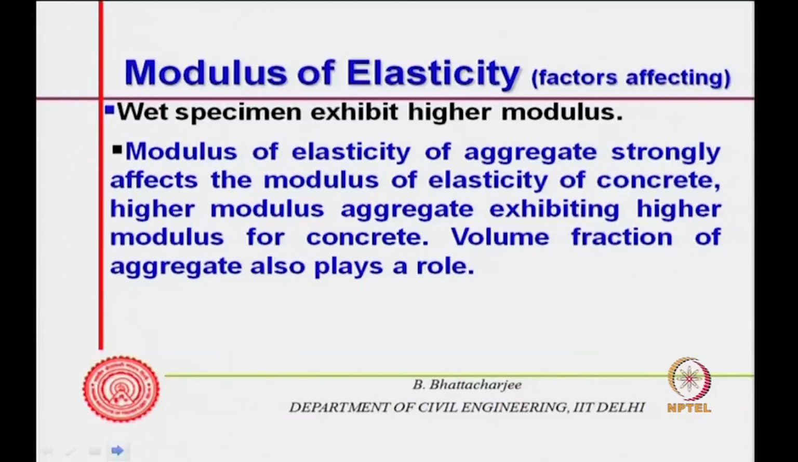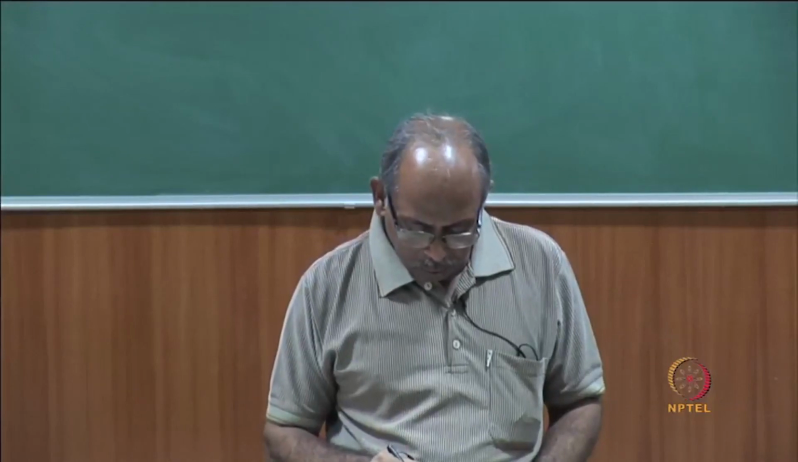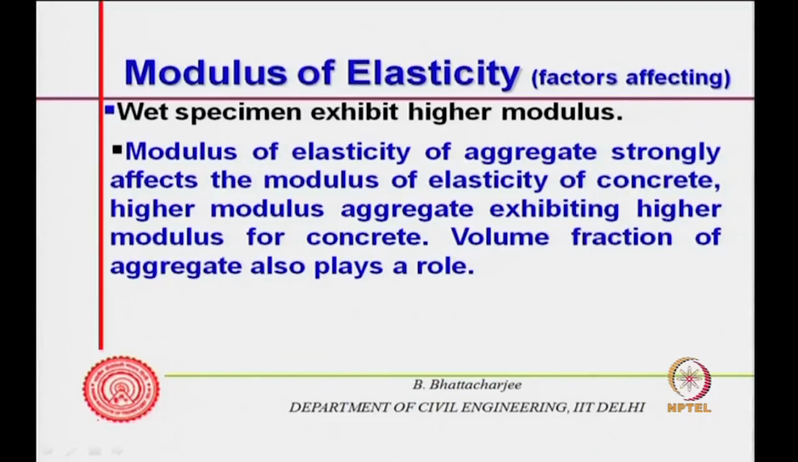That is what we have seen from our previous formula. So, I said P aggregate, that is proportion of aggregate, and P paste, let us say paste, which will be equal to 1 minus P aggregate minus voids or whatever. So, basically proportion will play a big role, because whichever bound you take, upper or lower bound, both cases are a function of those two. The series or parallel model which gives you bounds, in both cases it will be related to that.